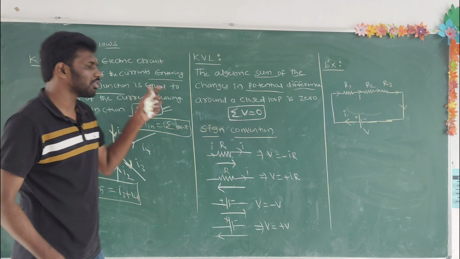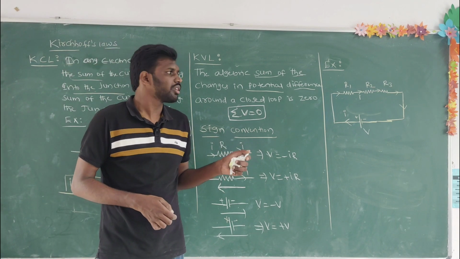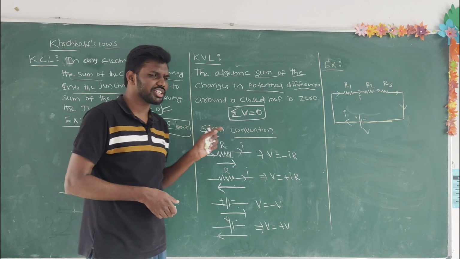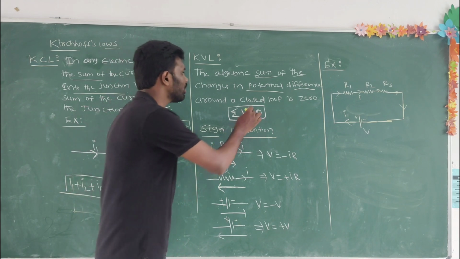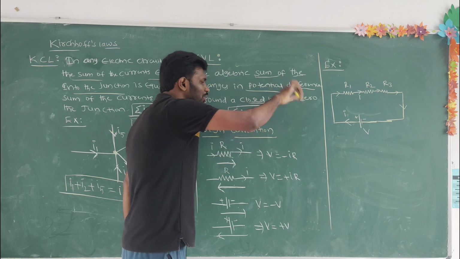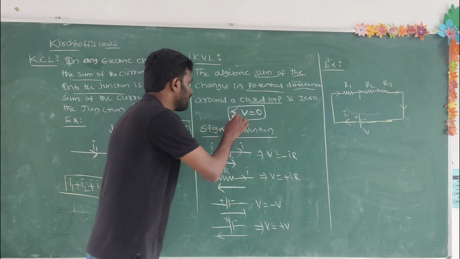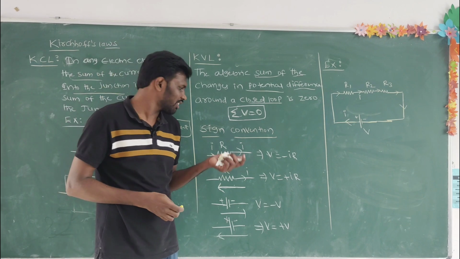Next we have Kirchhoff's voltage law. According to Kirchhoff's voltage law, which is also called the loop law, the algebraic sum of the changes in the potential around a closed loop is 0. Simply, the potential difference in a closed loop is 0. To apply this law, we need to know some sign conventions.